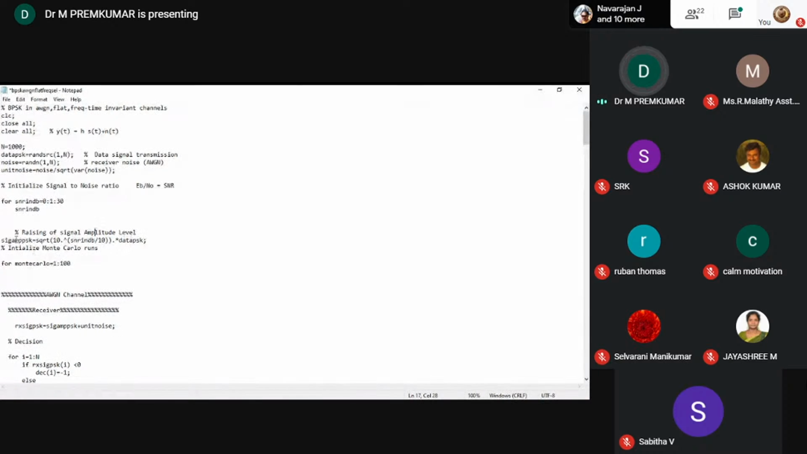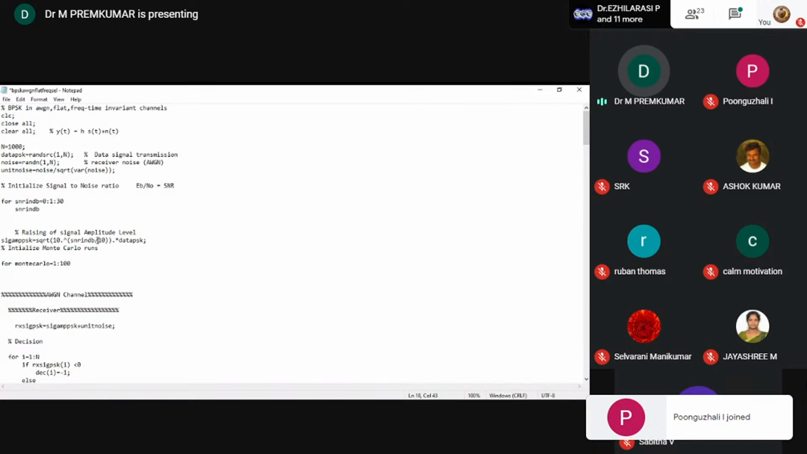Next is the signal amplitude. We define signal amplitude PSK as another variable: square root of 10 times the anti-log of the signal to noise ratio values, multiplied by data PSK. Now this data PSK will generate plus ones and minus ones, and we are just giving energy through this.